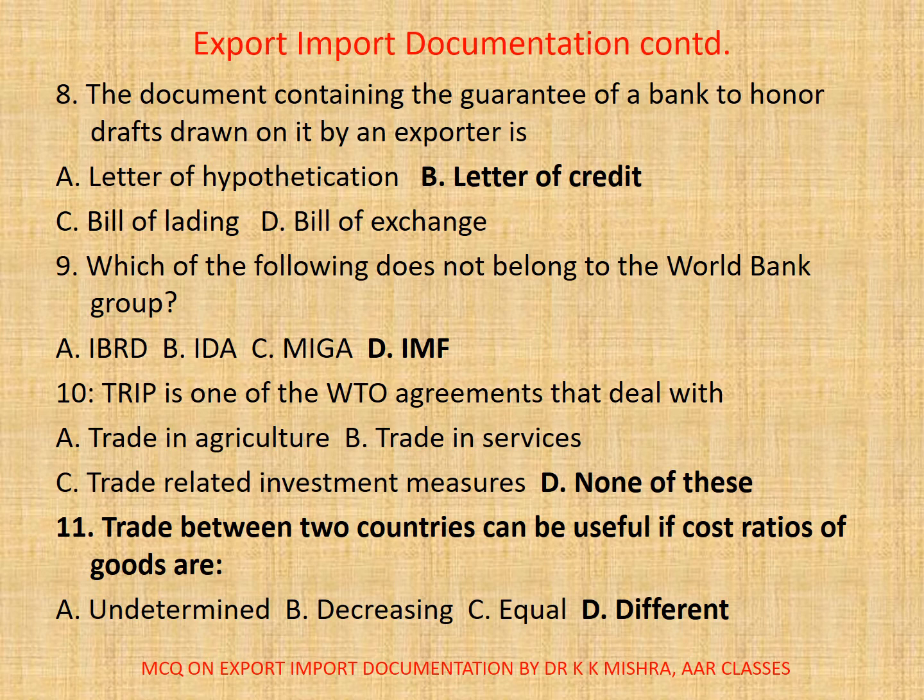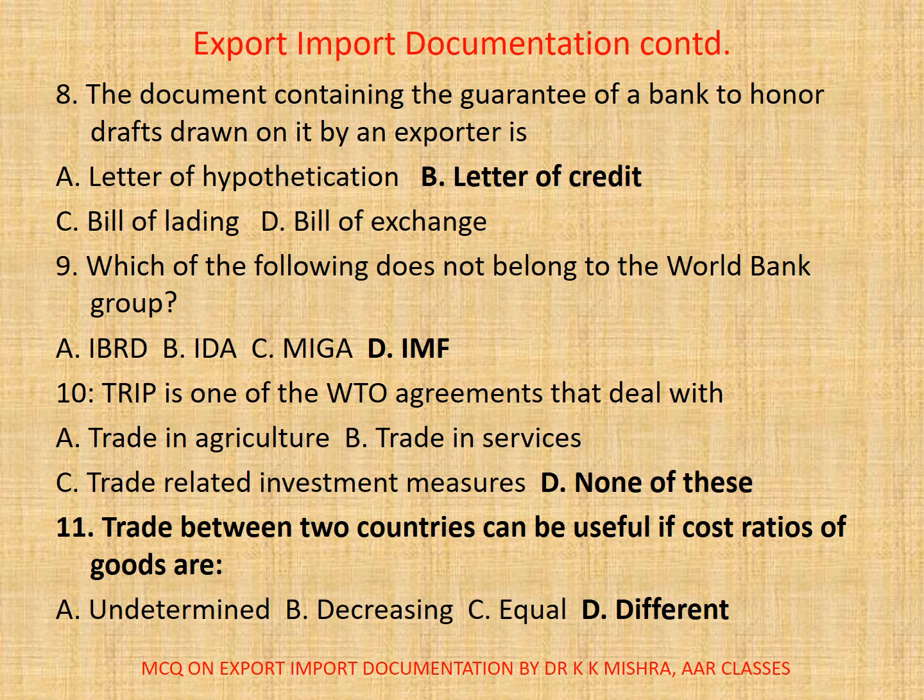Question number 10. TRIP is one of the WTO agreements that deal with, here correct option is not given actually. TRIP is trade related intellectual property right, so it does not have anything to do with the three other options, so hence option D is correct.